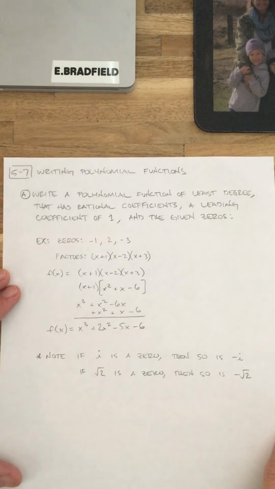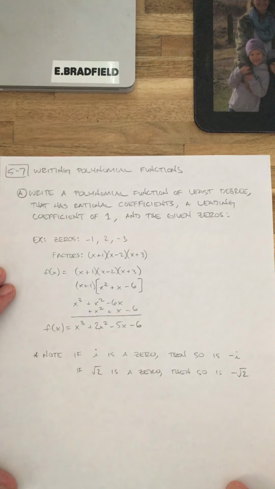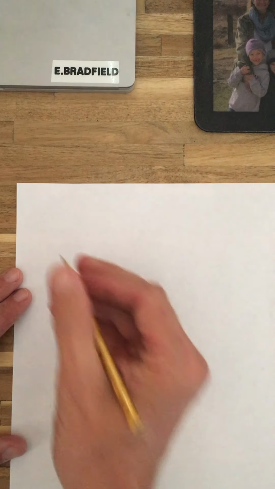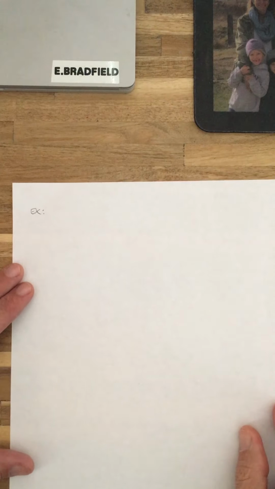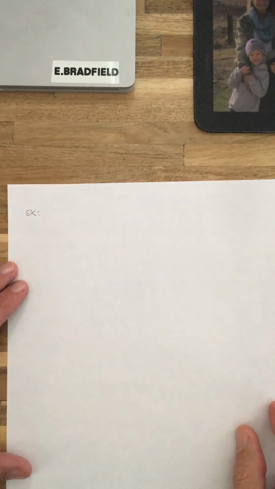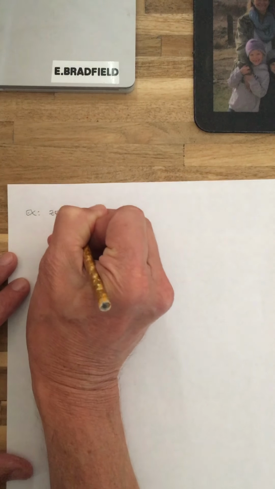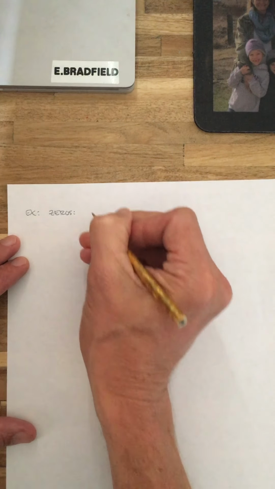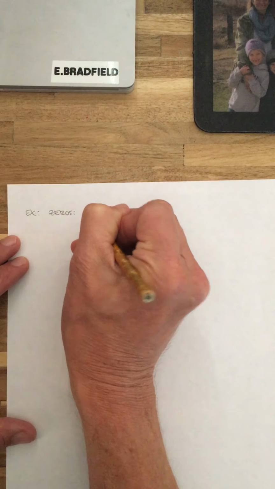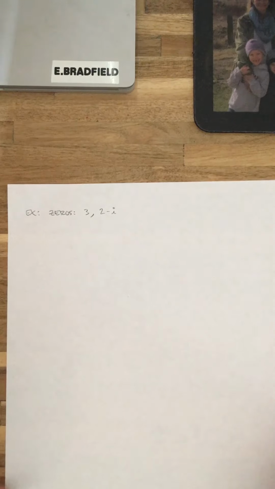Okie dokie. All right, you ready? Let's do a challenging example. Here we go. I'm going to skip the medium and go straight for extreme. So here are my zeros. My zeros are 3 and 2 minus i.